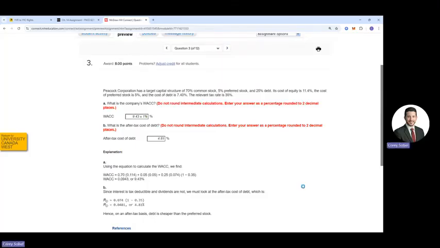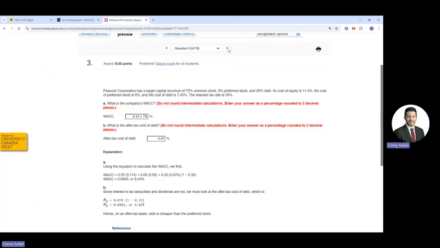Okay, it's asking me down below here, what is the after-tax cost of debt? Well, what is the cost of debt right now? They tell me the company's cost of debt is 7.4%. So if I want the after-tax, it's just 7.4% times 1 minus the tax rate. So 7.4% times 1 minus 35%. So 0.074 times 1 minus 0.35. That gives me 0.0481. If I multiply that by 100, 4.81% is the after-tax cost of debt.